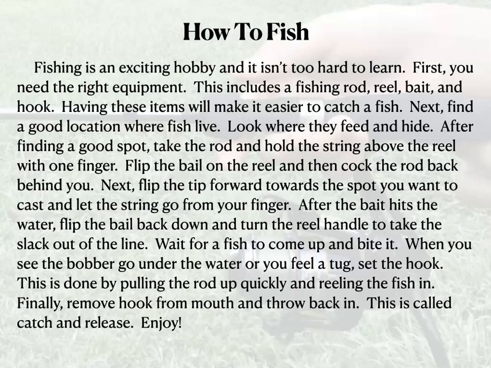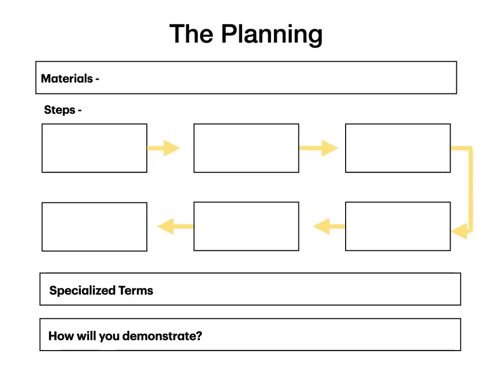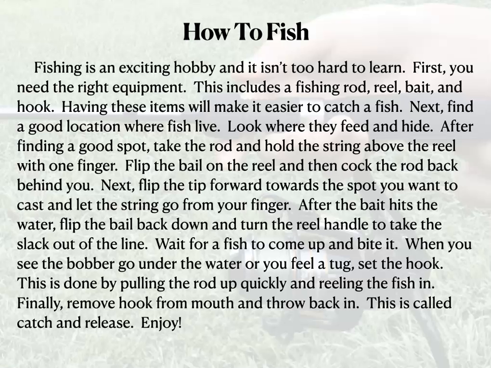First, you need the right equipment. So then I include the equipment. Now that would have been back here where it says materials. That's where I would have written down the equipment that I'm going to need. So this includes a fishing rod, reel, bait, and hook.